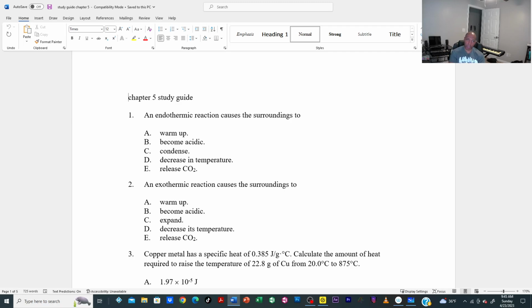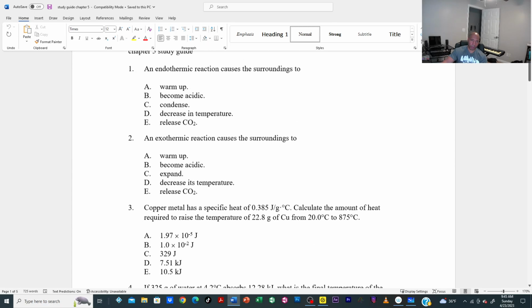All right. So number one, an endothermic reaction causes the surroundings to... Of course, it's not going to warm up, because that's what an exothermic reaction does. Become acidic? No. Condense? No. Decrease in temperature? Yes. That's what the endothermic reaction does. It's going to cause the surroundings to decrease in temperature, and E says release carbon dioxide. We know that's not the case, right?